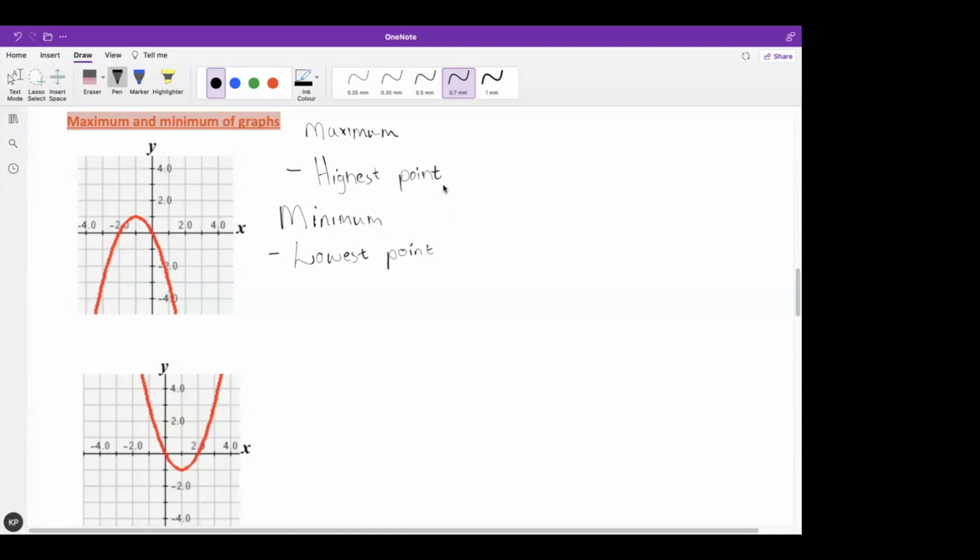Okay, so since I said point, you guys should pay attention, because when I ask you for a minimum or maximum, I want a coordinate. If you say the minimum is 5, I don't know what you're talking about. You have to give me a solid coordinate. So let's look at the two graphs we have here.